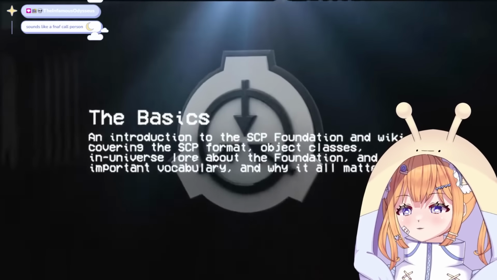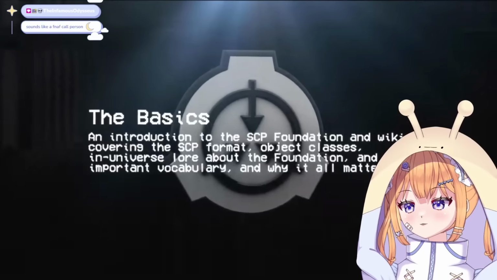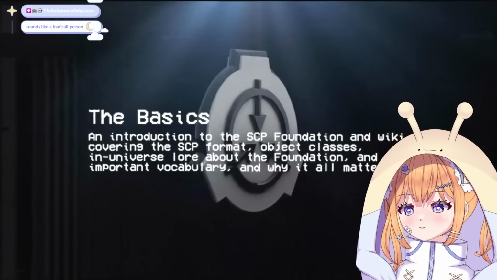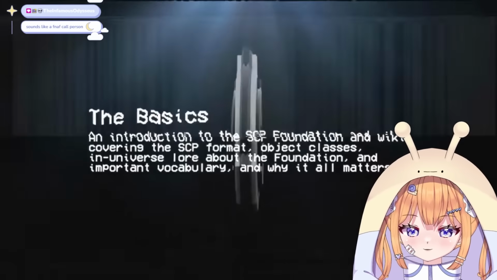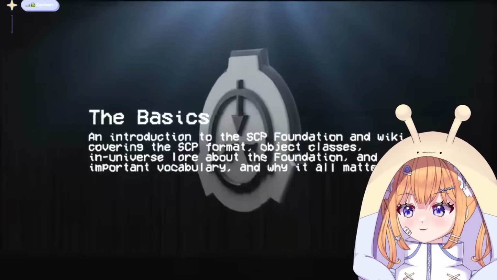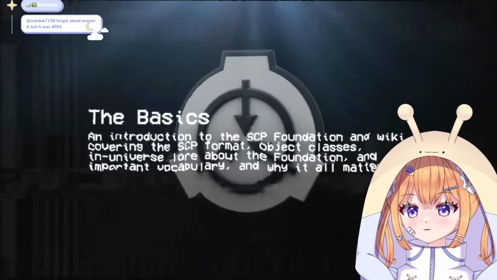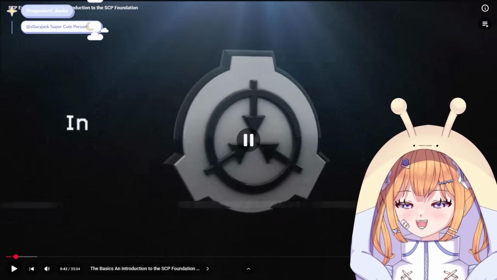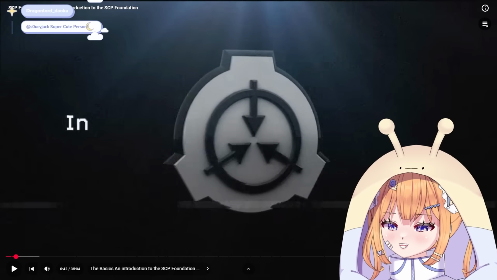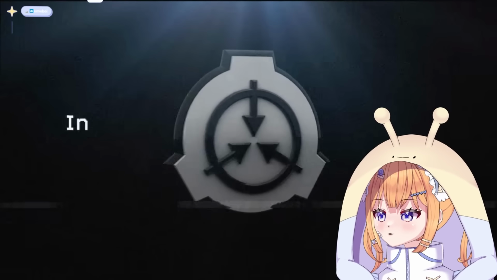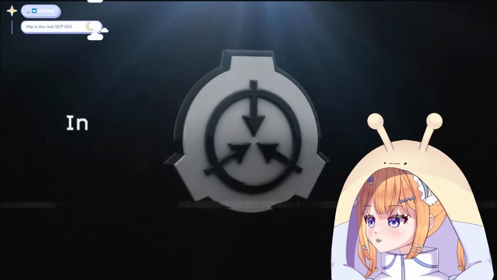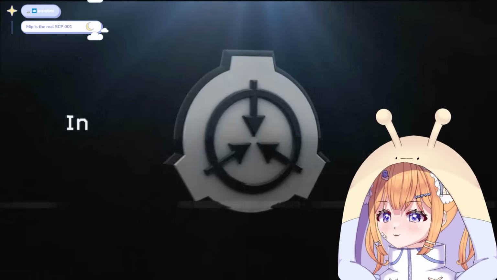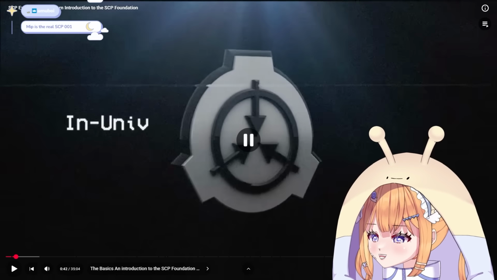Number 1, the basics. An introduction to the SCP Foundation and wiki, covering the SCP format, object classes, in-universe lore about the Foundation, and important vocabulary, and why it all matters. Why it all matters. That's kind of silly. Isn't SCP just silly? Isn't it just being silly? Being creative about stuff? Oh.